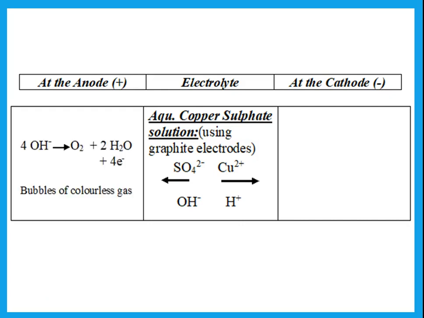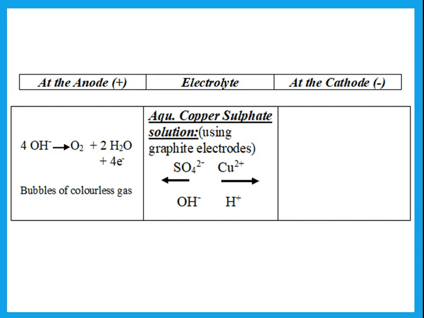Remember what we said? It gives oxygen, water, electrons, and the same balancing of the equation. So what will I form? The name of the substance formed at the anode is oxygen. The observation is bubbles of colorless gas. Let's go to the other end.